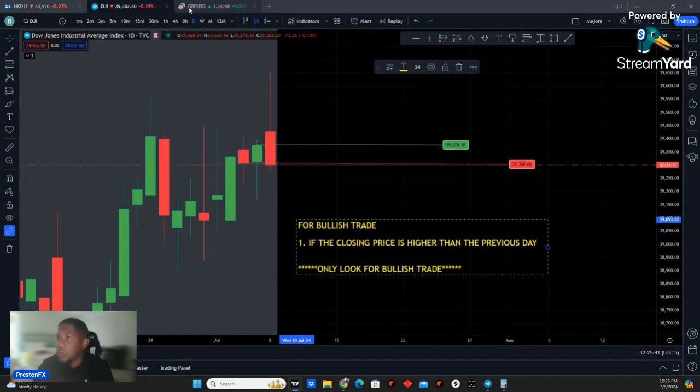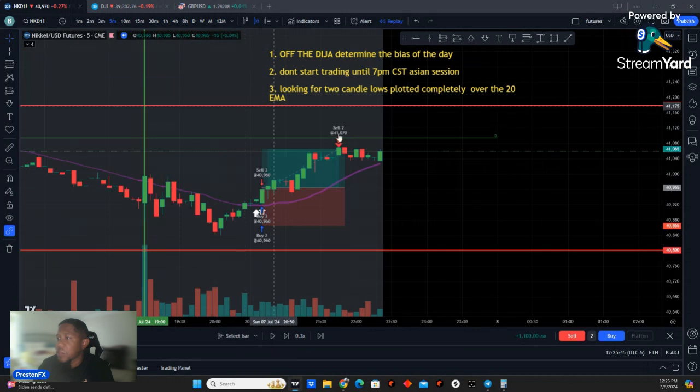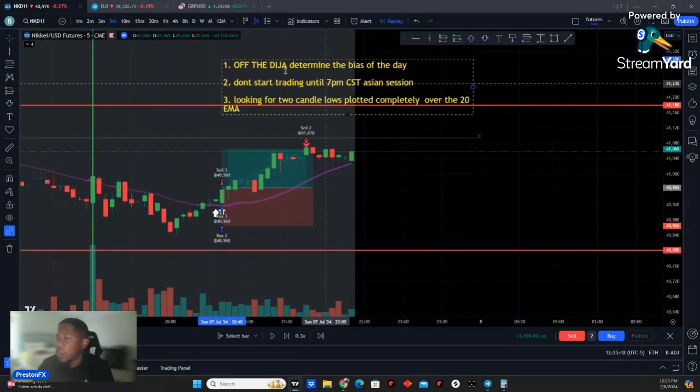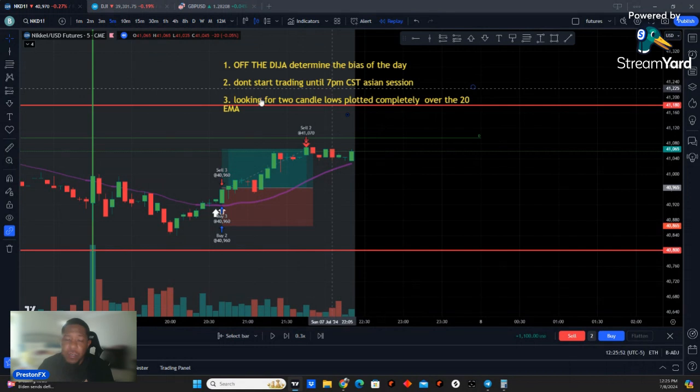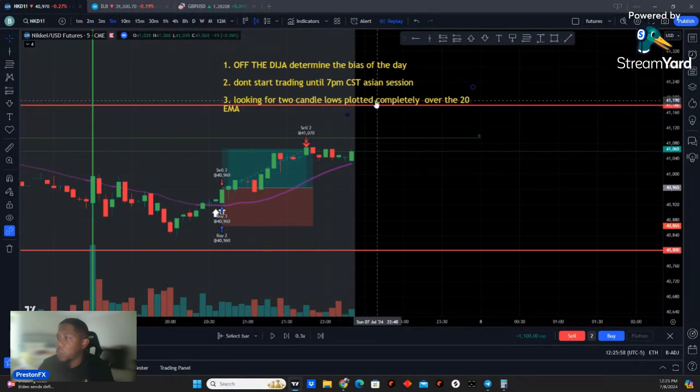And we're not taking any sales because we look at the DJI, all right, 39,306, 39,378. And we go over here off the DJI, determine the buys of the day, which was bullish for us. Don't start trading until 7 p.m. Central Standard Time. Look for 2 candle lows completely plotted over the 20 EMA.